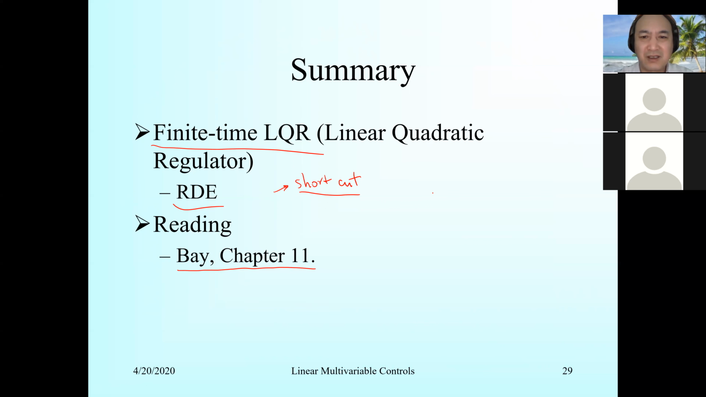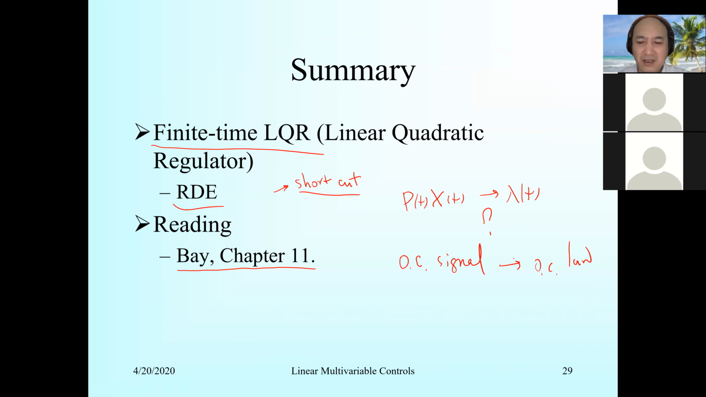We have the solution, that's the x(t), and you got P(t), so this is lambda(t). Wow, why did you ingeniously figure this out? So it becomes an optimal control signal, and in the end you get the optimal control law, the state feedback law.